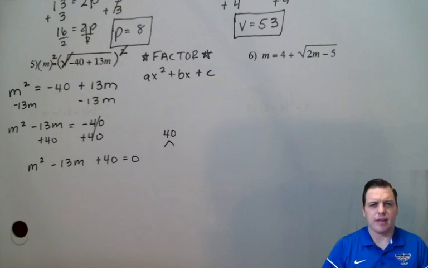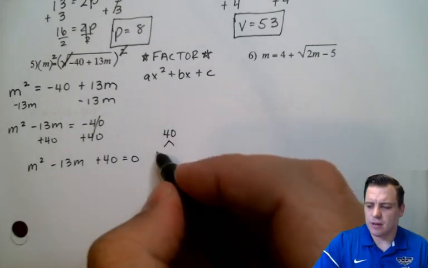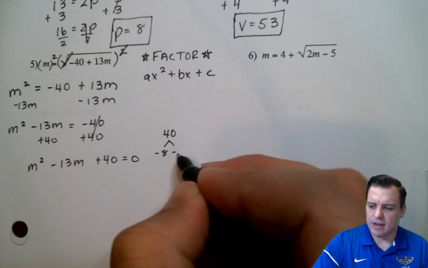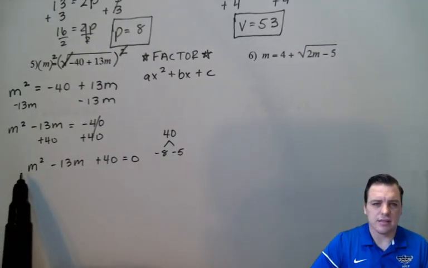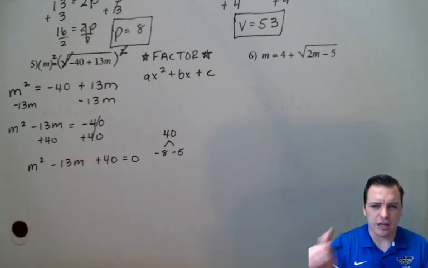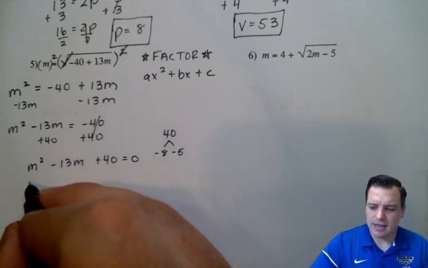Very good, Jake. Negative 8, negative 5. Very good, Molly. Negative 8, negative 5. Very good, guys. So then from there, since the leading coefficient is 1, that means I can do this.